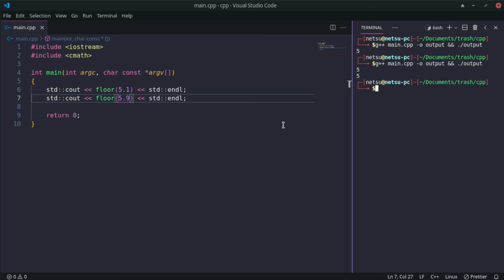Now, what if we wanted to do the opposite and you wanted to round up? Then that would be ceil. This will always round up, so in this case, it will round to 6.